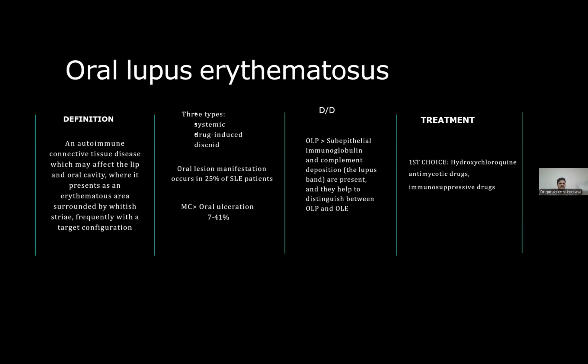Next, lupus erythematosus, an immune condition which involves the oral cavity. The erythematosus striae frequently can be systemic. In oral cases of systemic lupus erythematosus, 25% of patients present with oral ulceration most commonly. Differential diagnosis is to be considered; biopsy shows epithelial deposition, whereas treatment includes antimalarials and anti-inflammatory agents.